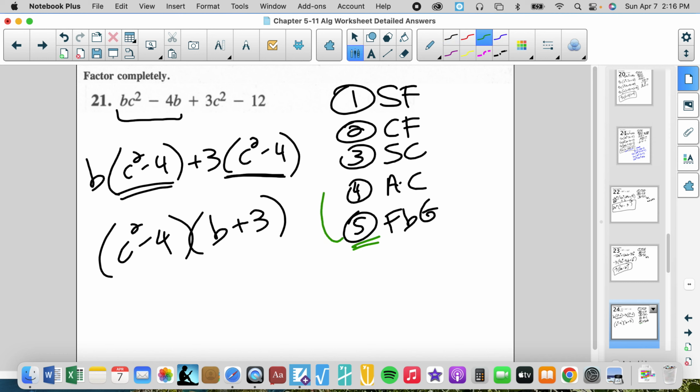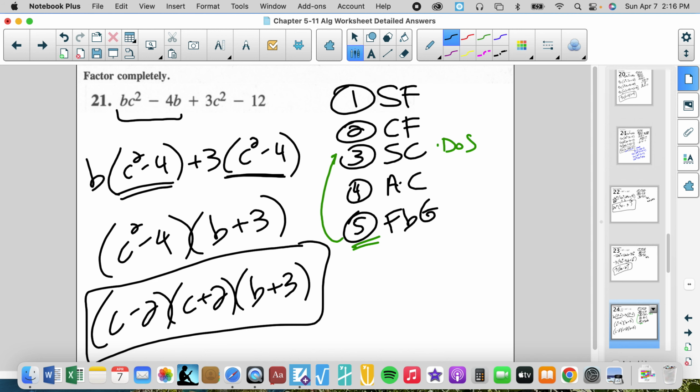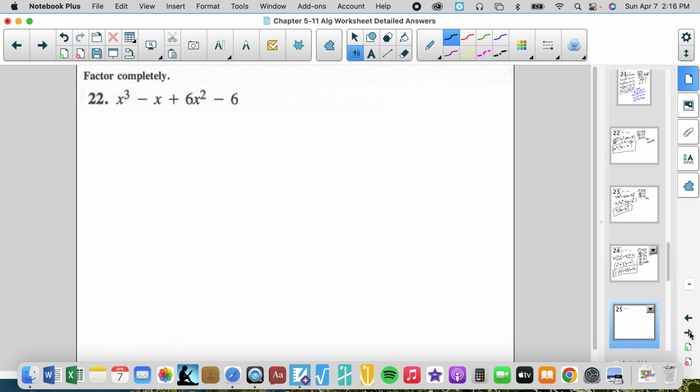After we did that, we got to go back. And we see that it's a special case. That's the difference of squares. So this is c minus 2, c plus 2, b plus 3. Oh, that's a thing of beauty.